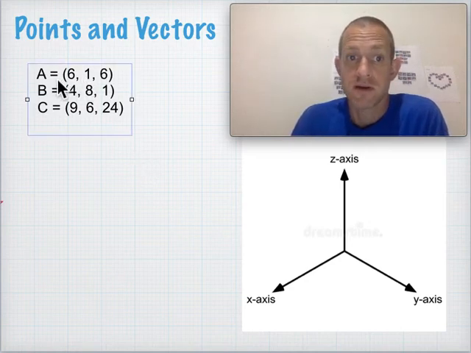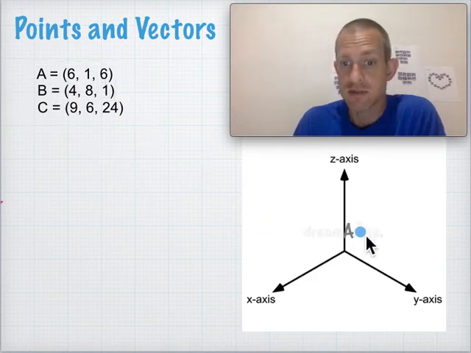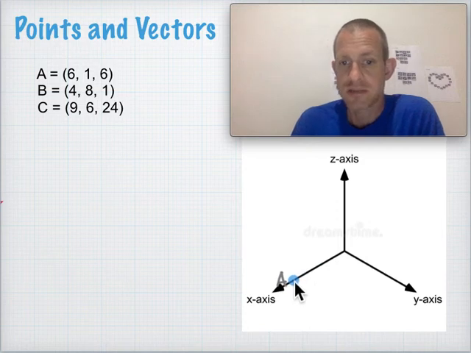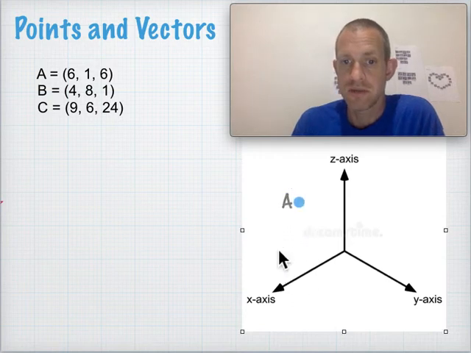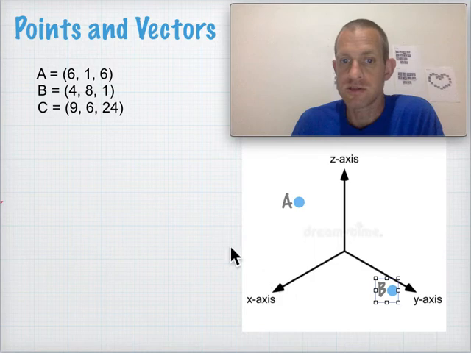So if I wanted to plot the point 6, 1, 6, here's an XYZ axis, and so I'm going to go 6 spaces in the positive x-axis, 1, 2, 3, 4, 5, 6. I'll go 1 step in the y-axis, and then I'll go 6 steps up. And so point A might be this location right here. And point B would be 4 steps in the x direction, and 8 steps in the y direction, and 1 step up. So that might be this location.